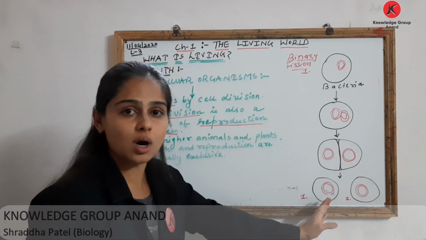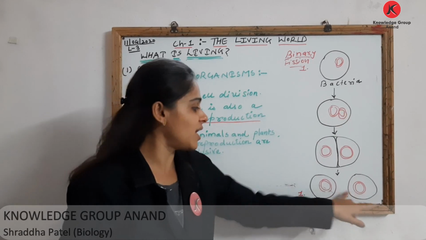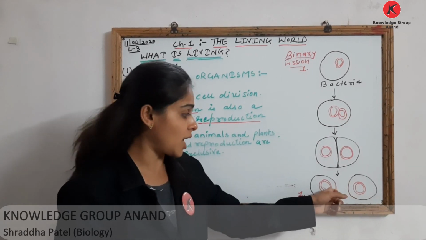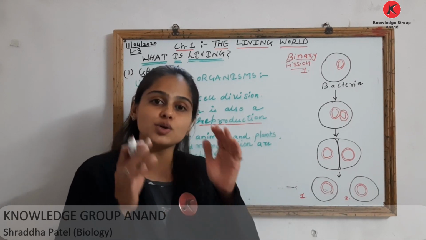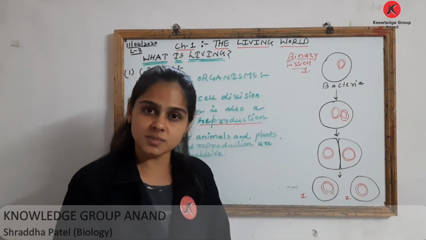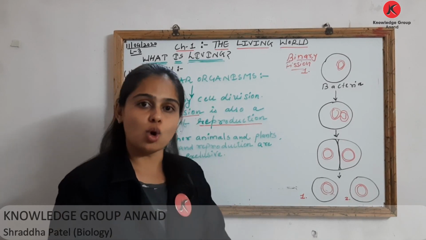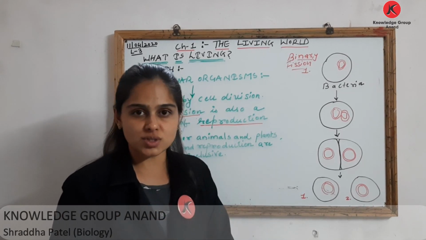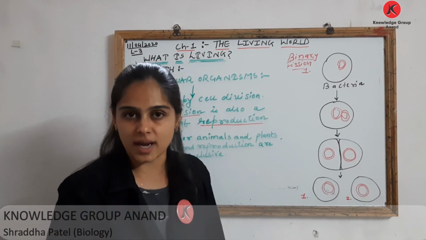This is also a mode of reproduction. Okay, so reproduction as well as growth. Why growth? Because what is happening here? Increase in number of organisms. Okay, so in unicellular organisms like your bacteria, or if you are talking about amoeba, growth and reproduction, both processes are the same in unicellular organisms.